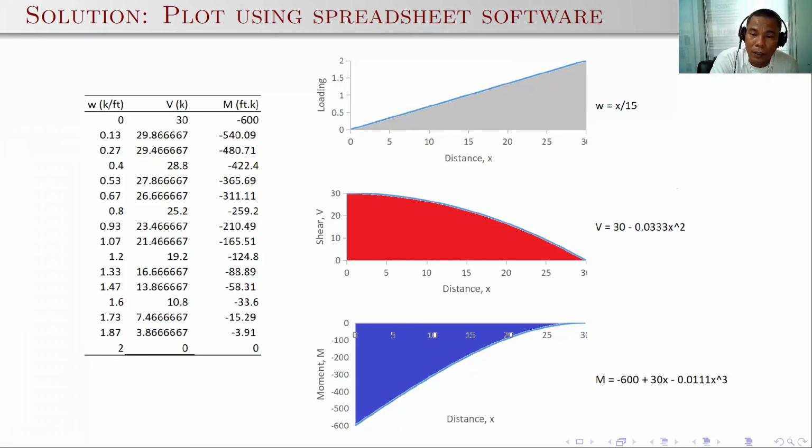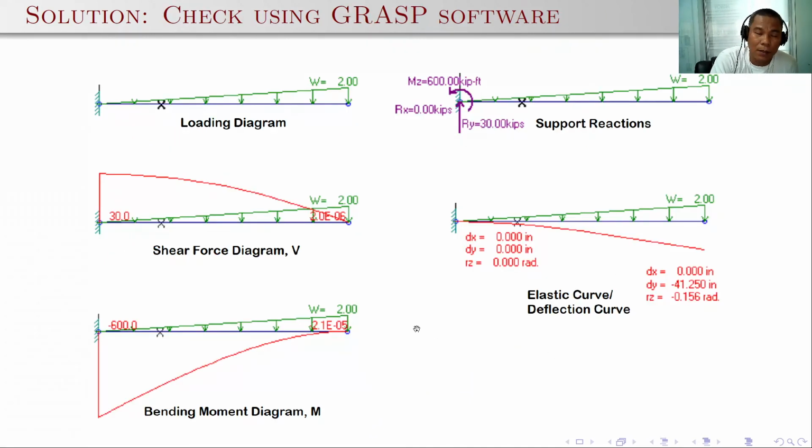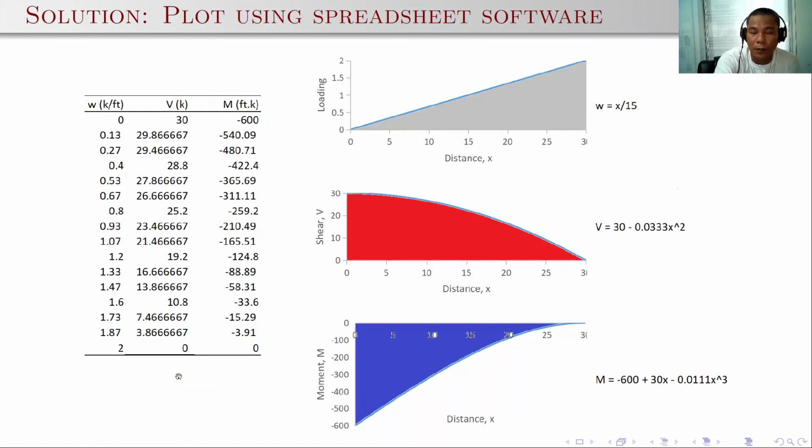If we did what we did earlier to look for the shear and moment at every point, it would take time. But since we were able to determine the function, we can just use spreadsheet software, or any software that can make visualizations. Or you can use GRASP, the Graphical Rapid Analysis of Structures Program. As you can see, I modeled it as a cantilever beam with a triangular loading of 2.0. This is the loading diagram. As I analyze it, it gives me the shear force diagram here, the same as the one we have done, and the bending moment is here. See, the results are the same.